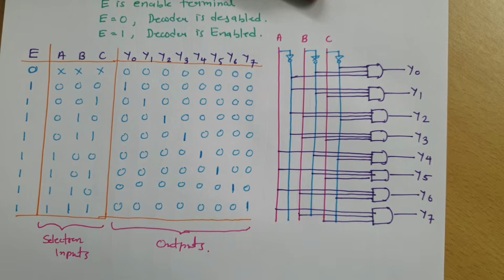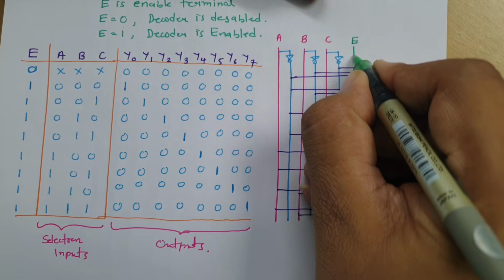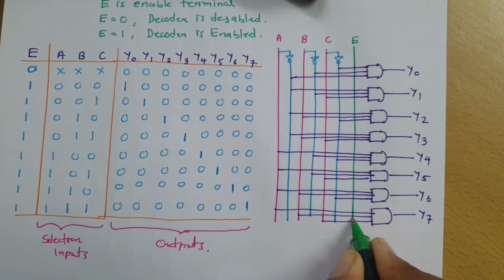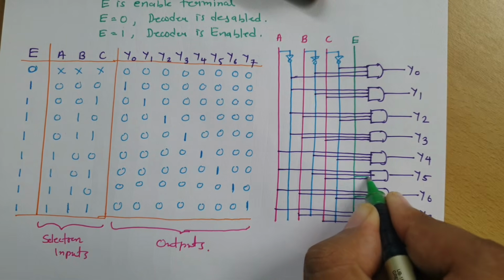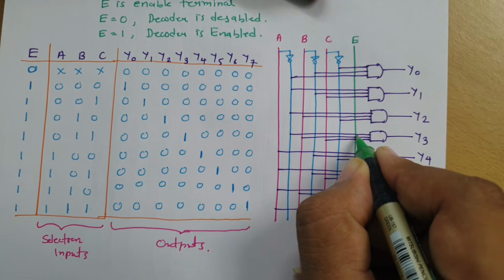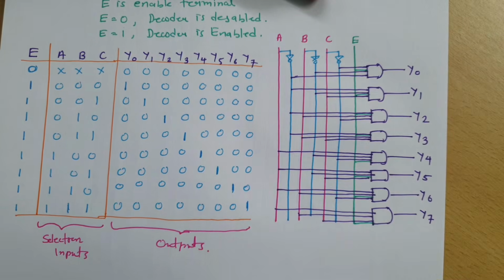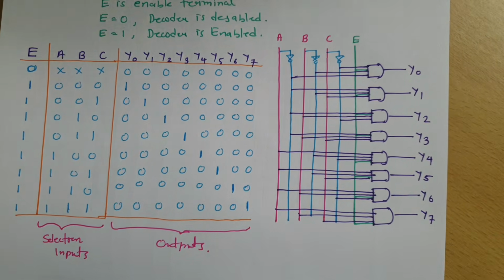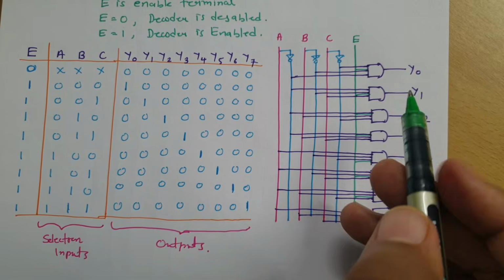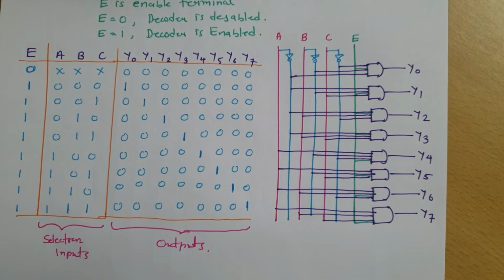And a very important terminal that we should not forget is the enable terminal. This enable terminal should stay active high. So it should be connected as active high to all these AND gates. This is the fourth terminal that I am connecting to the input of all AND gates, and that results in decoding of outputs Y0 to Y7 with respect to selection lines ABC.